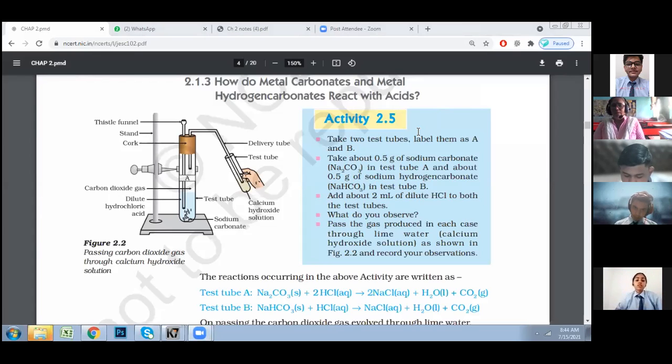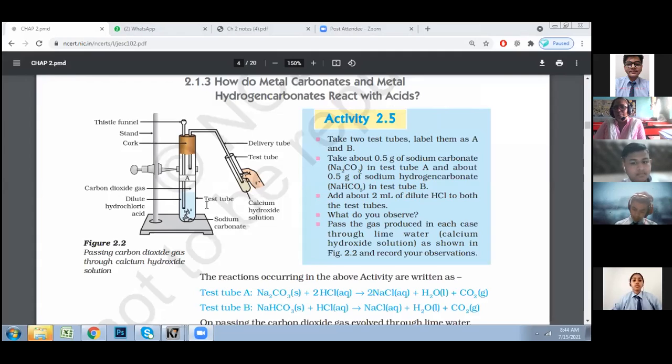Good morning, children. Today, in continuation with chapter 2, acids, bases, and salts, we will do the next topic, the next type of reaction of acids and bases. That is, how do acids react with metal carbonates and metal hydrogen carbonates?